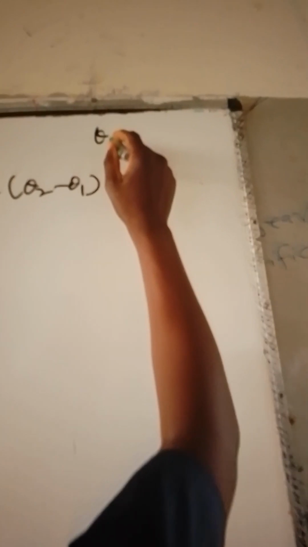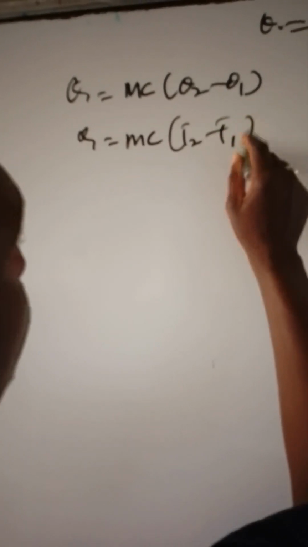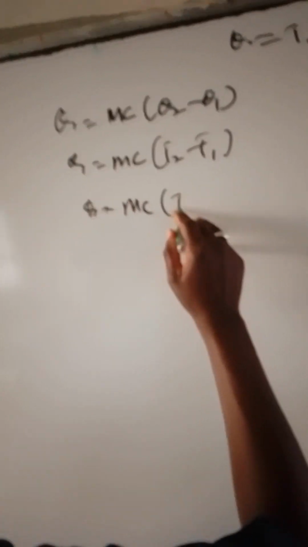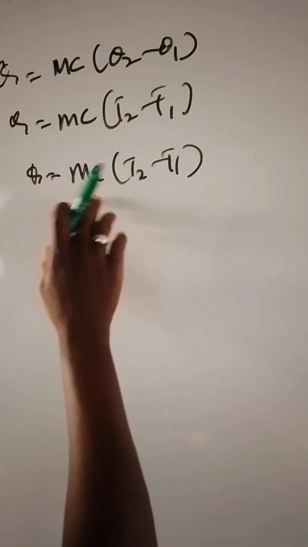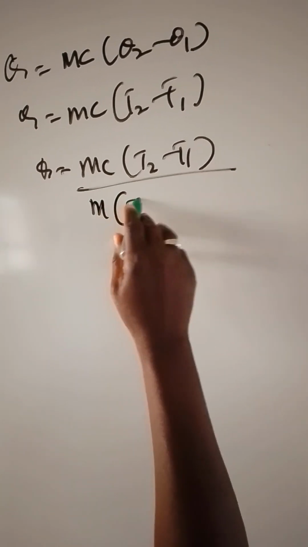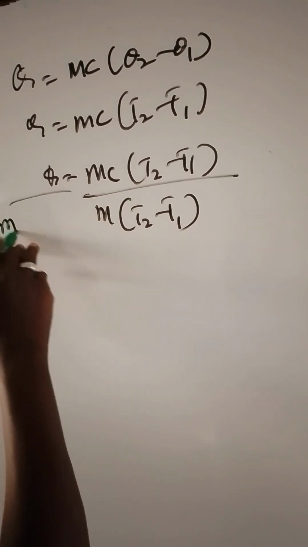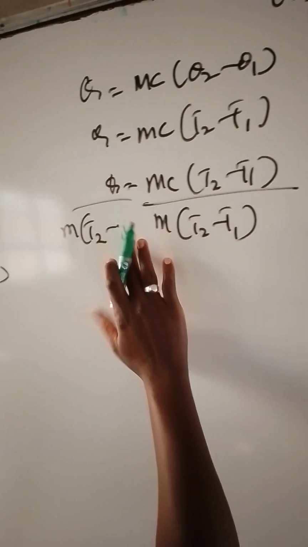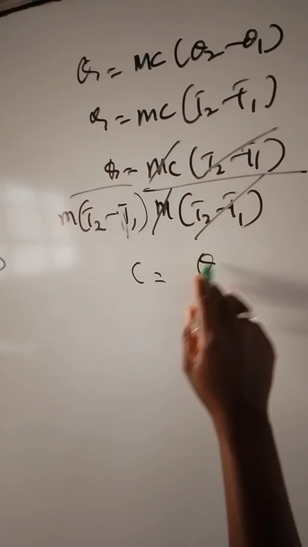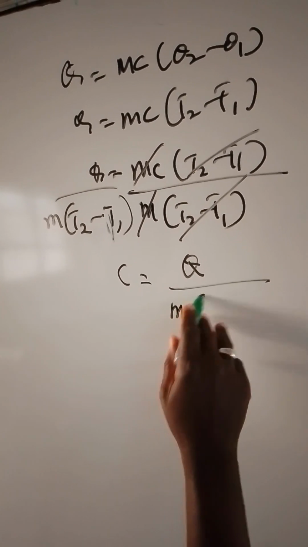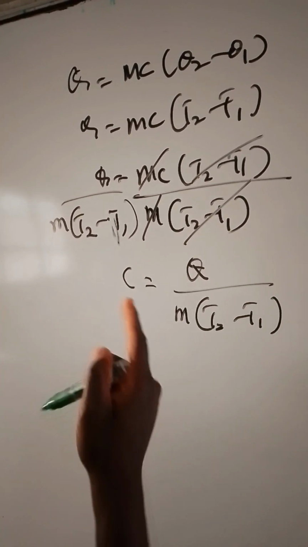In some cases, theta can be used as T, where you have Q is equal to MC, theta 2 minus theta 1. It is the same thing. If you want to make C the subject of the formula, you divide both sides by M, theta 2 minus theta 1. M cancels M, theta 2 minus theta 1 cancels. Then we have C is equal to Q over M, theta 2 minus theta 1. We have the same thing there.